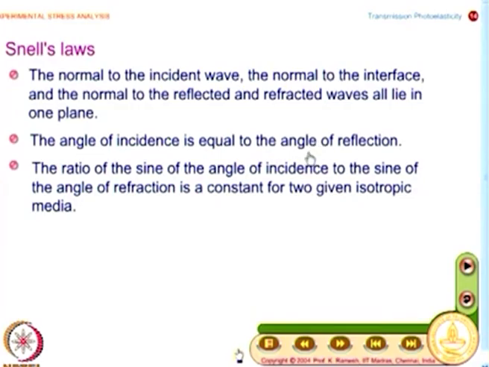So, angle i equal to capital R, that is a symbol that we have used. Then what you have, the ratio of the sine of the angle of incidence to the sine of the angle of refraction is a constant, and it depends on the given isotropic media. So, you have only a relative refractive index. So, if you want to go to absolute refractive index, one medium should be vacuum.